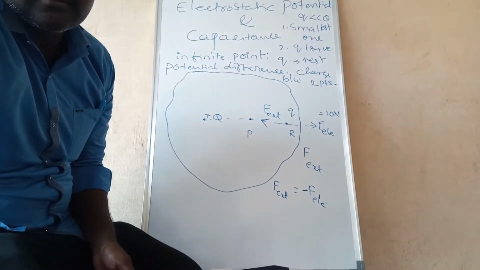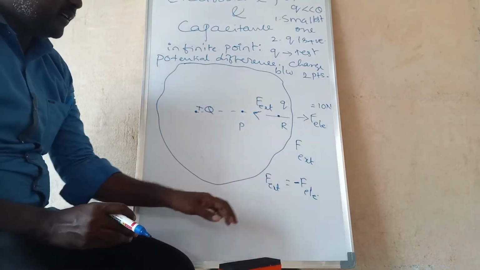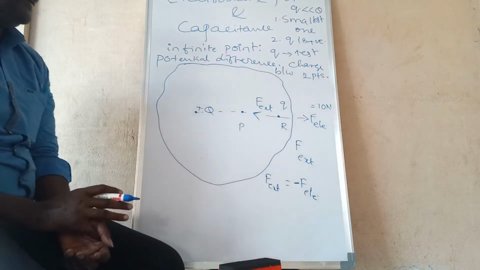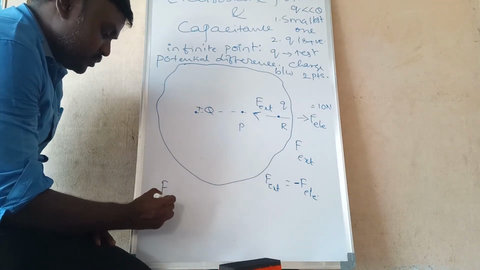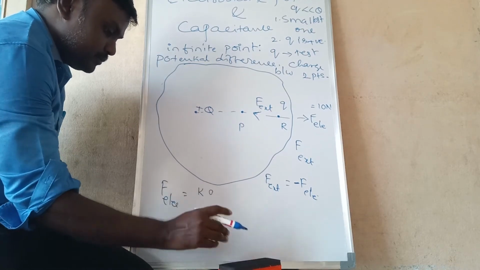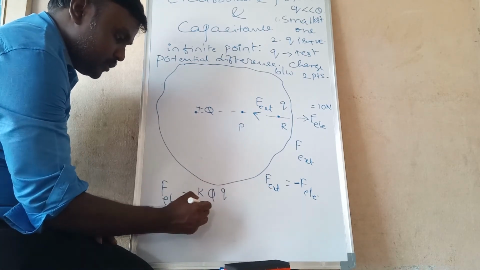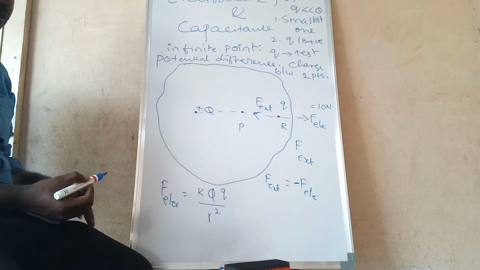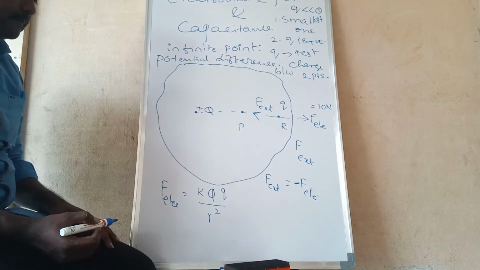Now you are able to see, I think so. F external is equal to minus F electrostatic. This is the electrostatic force, and this is the external force. We know the formula for the electrostatic force. By using Coulomb's law, we can say K into capital Q into q by the distance, let us call this R, squared. This much minimum force we have to apply.